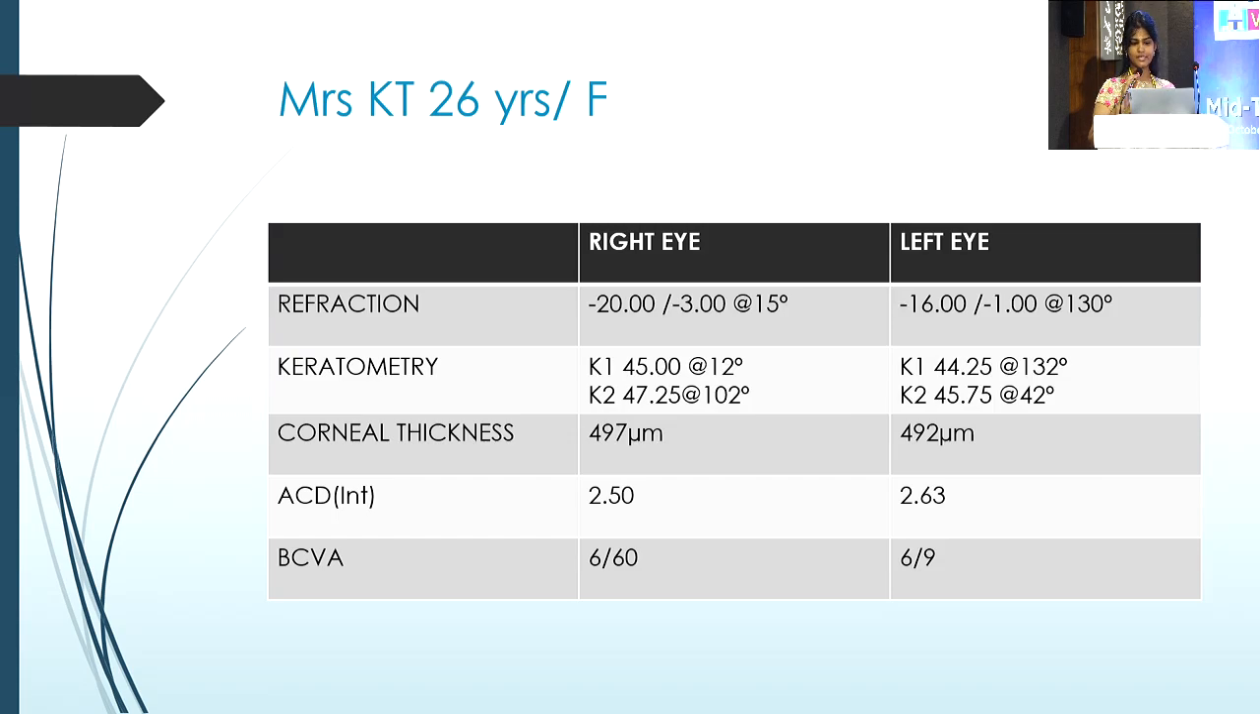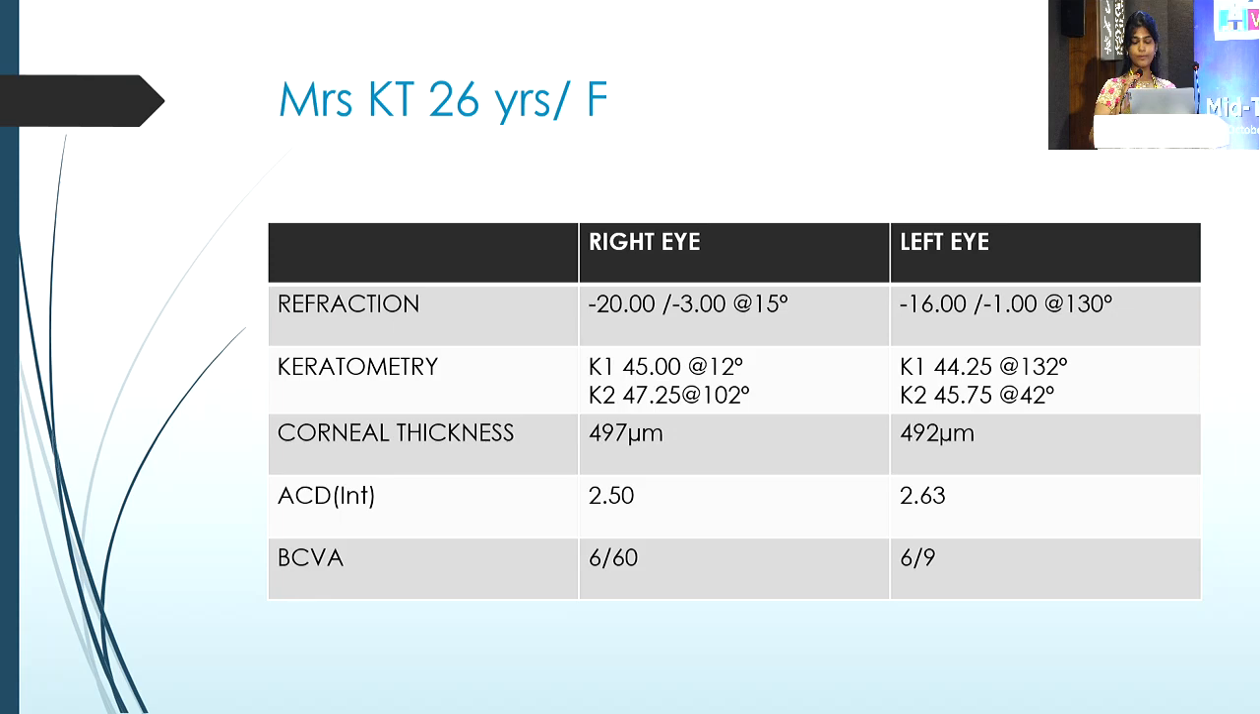This is my last case, in which a female patient, 26 years old, came to the OPD with a refraction of -20 diopter spherical and -3 diopter cylinder at 15 degrees in the right eye, and -16 diopter spherical and -1 diopter cylinder at 130 degrees in the left eye. The keratometry is absolutely normal, and the corneal thickness is 497 in the right eye and 492 in the left eye. The best corrected visual acuity in the right eye is 6/60, and in the left eye it is 6/9.